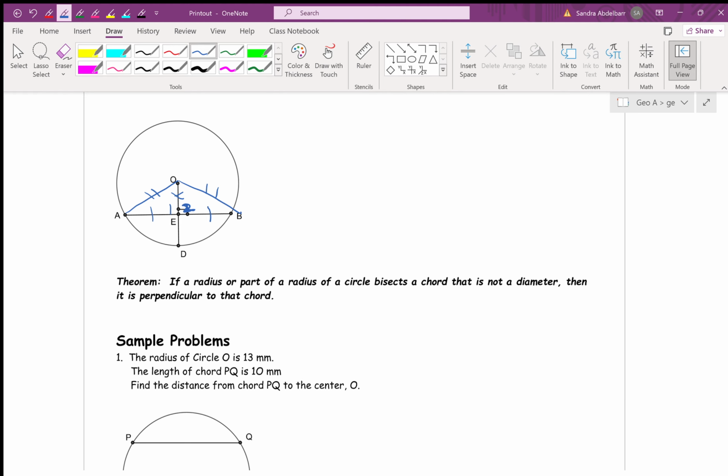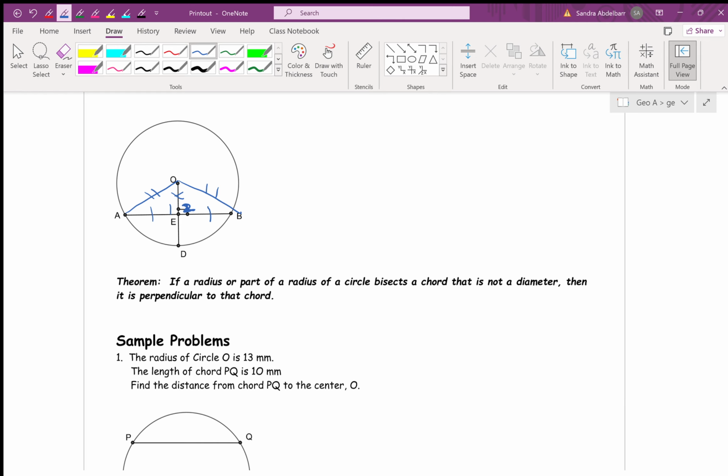They have to be right angles. So that's the flip side of this. So sum that whole thing up. If a segment from the center of the circle is perpendicular to a chord, it bisects the chord. If a segment from the center of the circle bisects a chord, it will also be perpendicular to the chord.